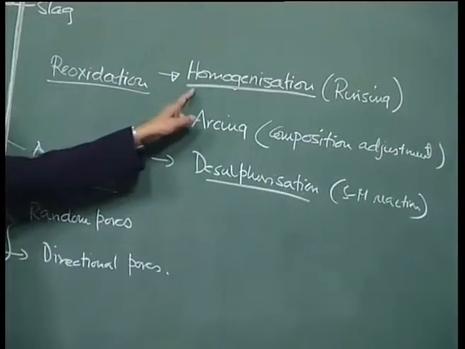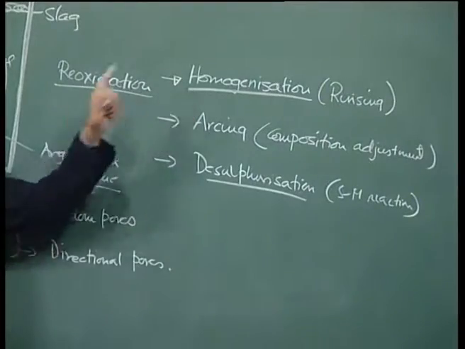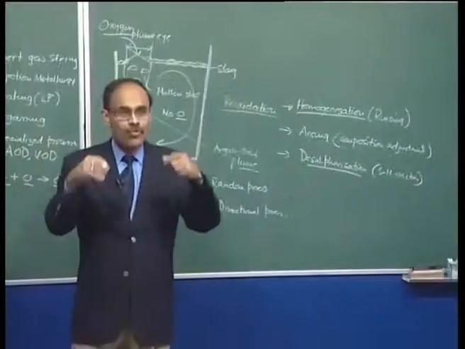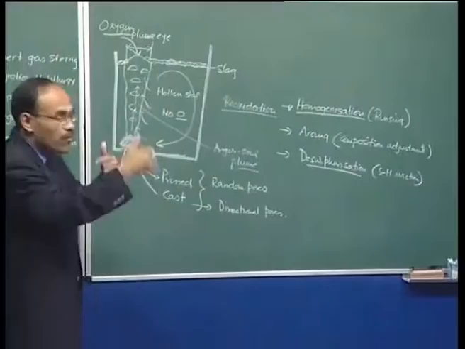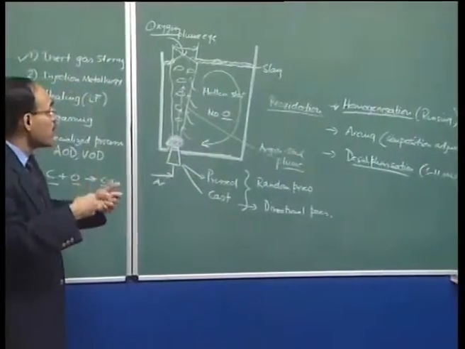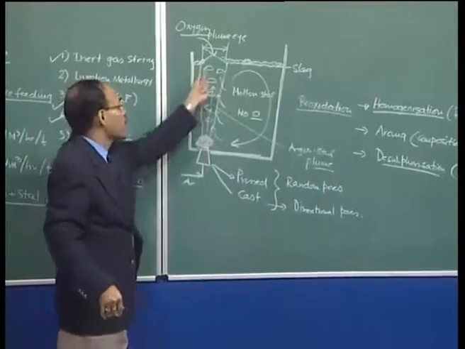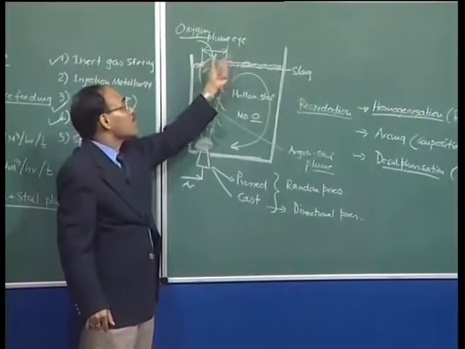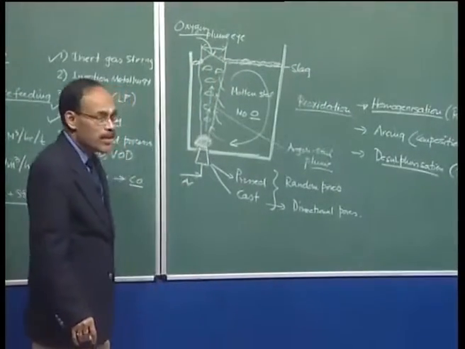When you are talking of rinsing, this is basically the final stage of argon rinsing. That means all treatments are over. We are going to give some gentle stirring, and we require a very small flow rate so that the eyes become small and there is not much scope of reoxidation of the melt.